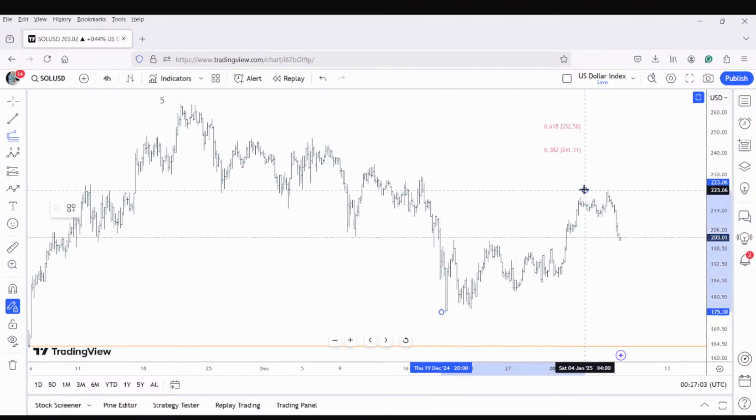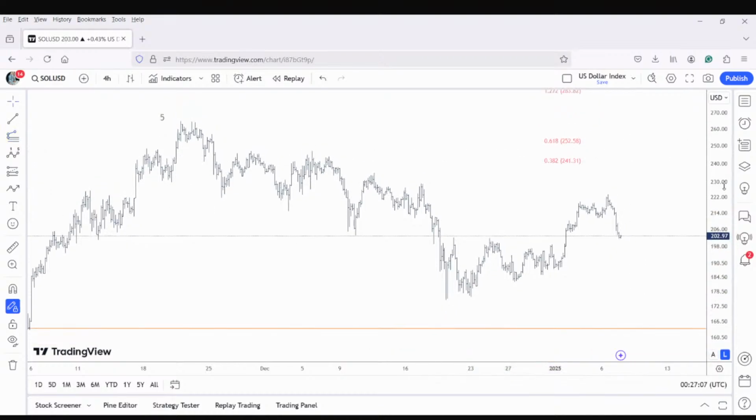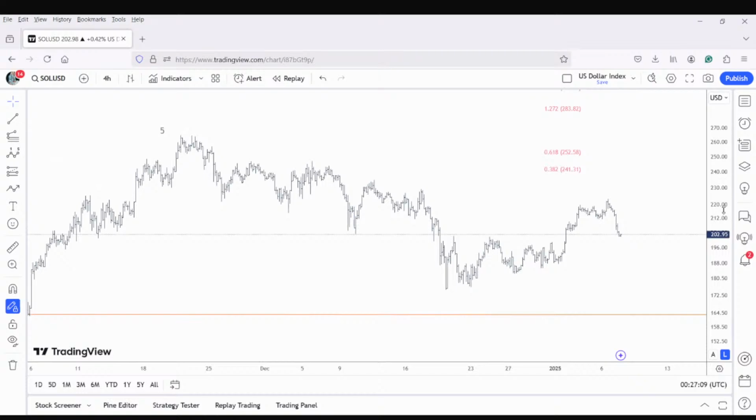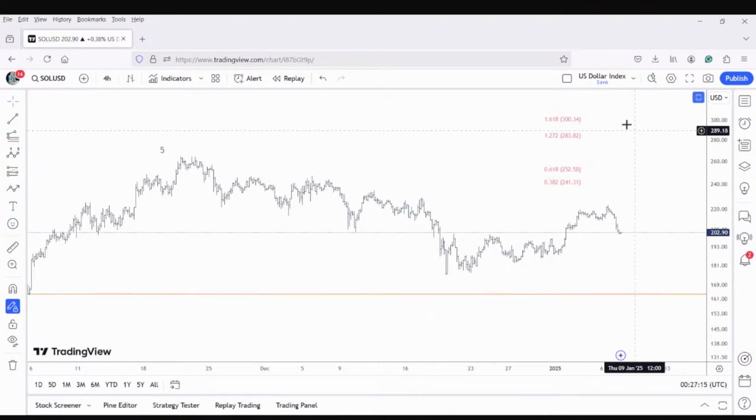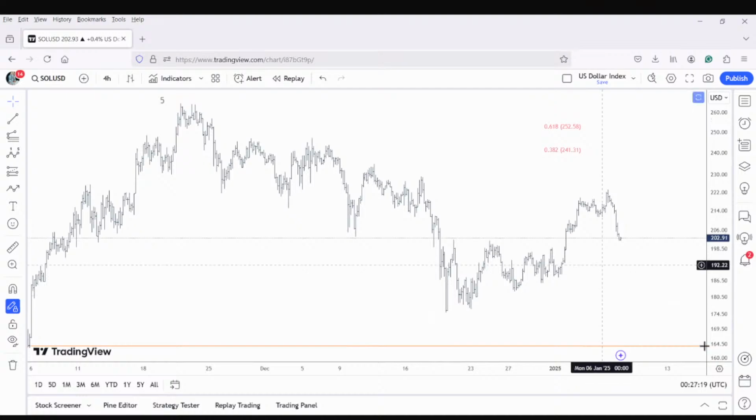We might be getting very close to the last waves of most of the coins. So it's going to be like 252 and 282 and possibly 300 on the upside now, until it breaks and stays above 174, 175.